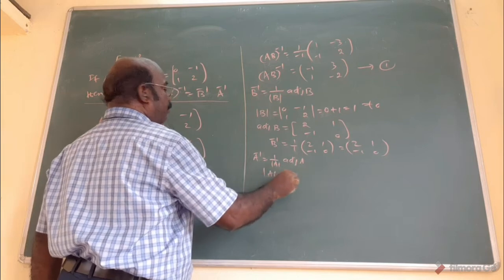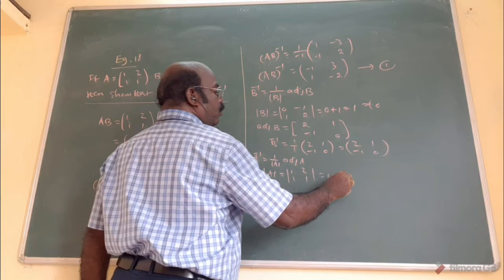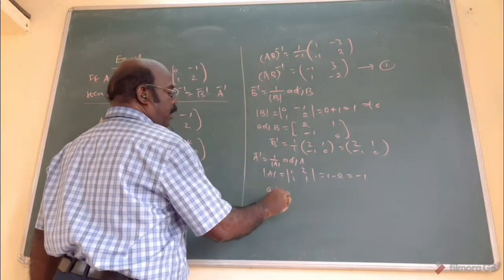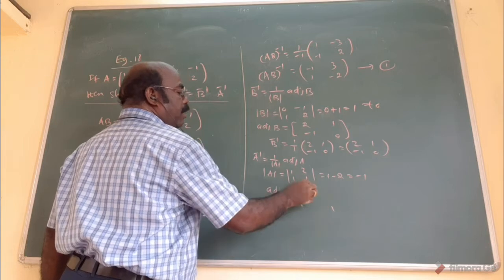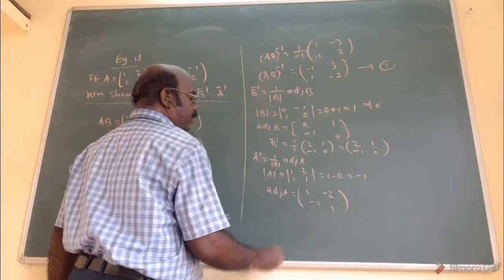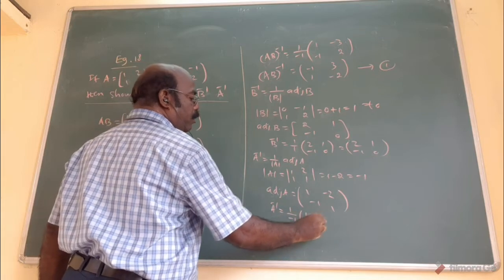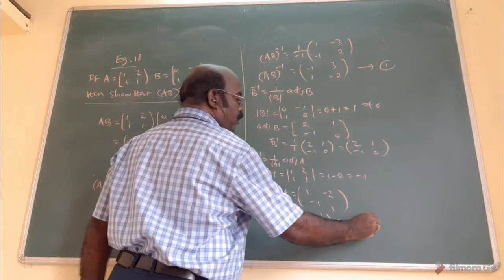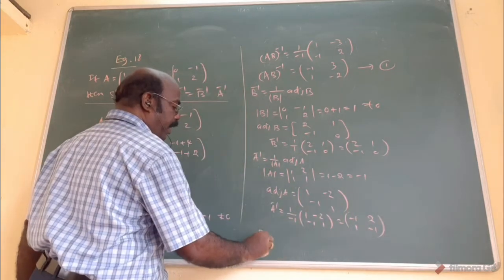Afterwards, find determinant of A. 1 minus 2 equals minus 1. Then adjoint A, same thing: interchange the elements and change sign. So A inverse equal to 1 by minus 1 into [1 -2; -1 1]. Change the sign: [-1 2; 1 -1]. This is A inverse. Now only find the answer.